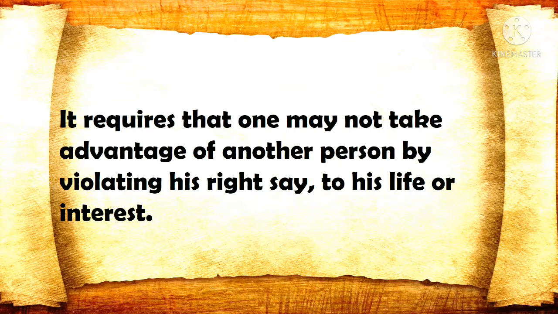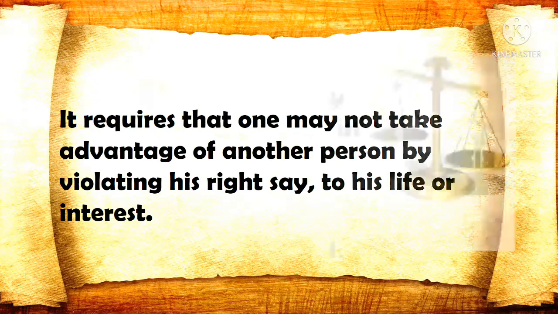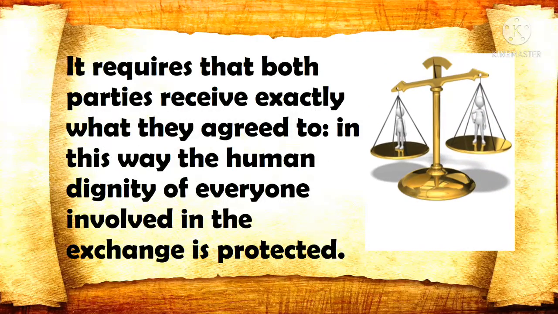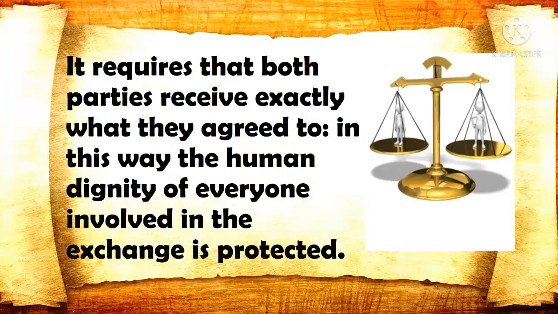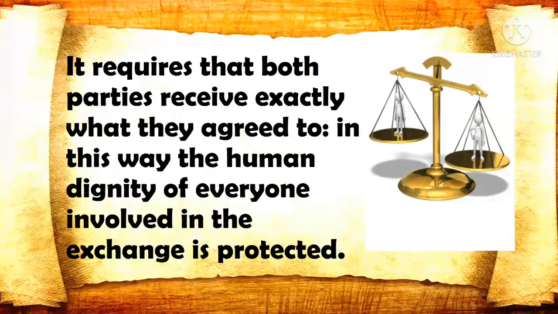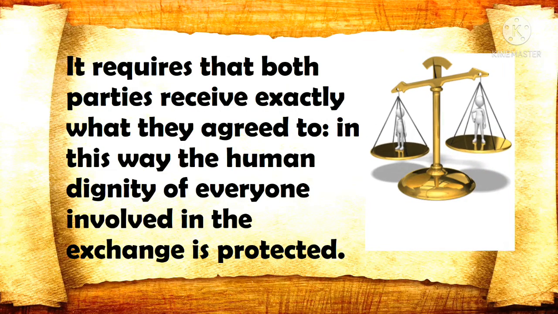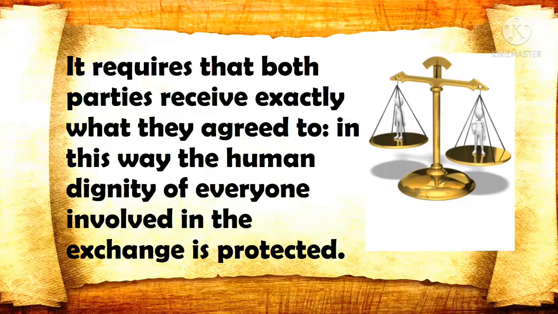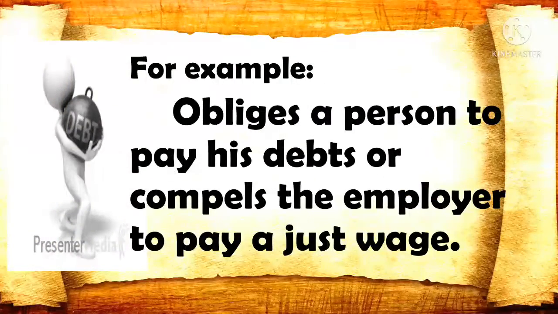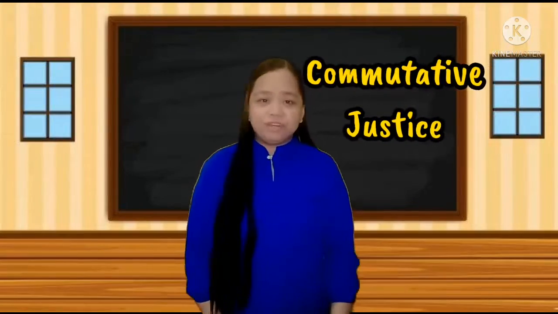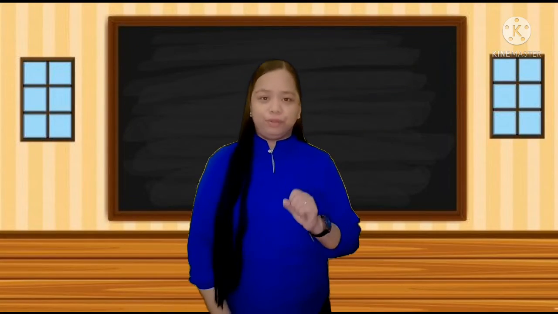It requires that one may not take advantage of another person by violating his rights, say, to his life and interest. It requires that both parties receive exactly what they agreed to. In this way, the human dignity of everyone involved in the exchange is protected. For example, it obliges a person to pay his debts or compels the employer to pay a just wage. Commutative justice, in a certain sense, is not personal.